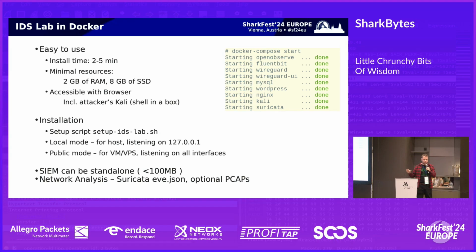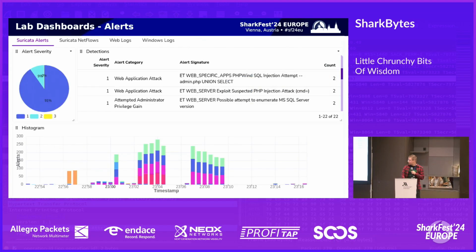The lab is very easy to start. It can be up and running in 5 minutes. It is very low on resources. It is able to run on the cheapest virtual private servers, with around 10 clients. And all of this is manageable through the web browser, including Kali Linux with Shell In A Box, and we can use this Kali Linux to simulate attacks, which can be further analyzed with OpenObserve SIEM. So next slide, please.